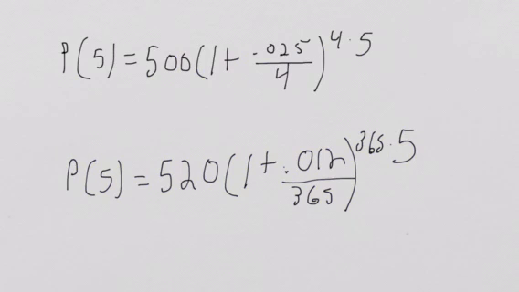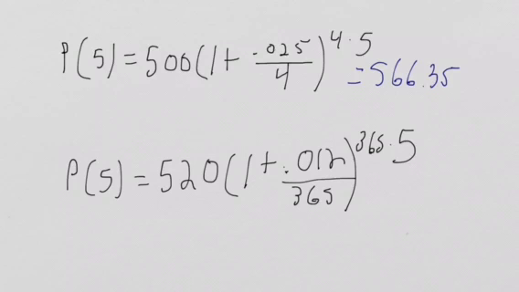So part B asks us to figure out which situation is going to lead to more money. So first, we'll do our original one, gaining 2.5% compounded quarterly. Okay, applied 4 times, we're going to do that for 5 years, and our result is $566.35. All right, and then we have our amount of 520.